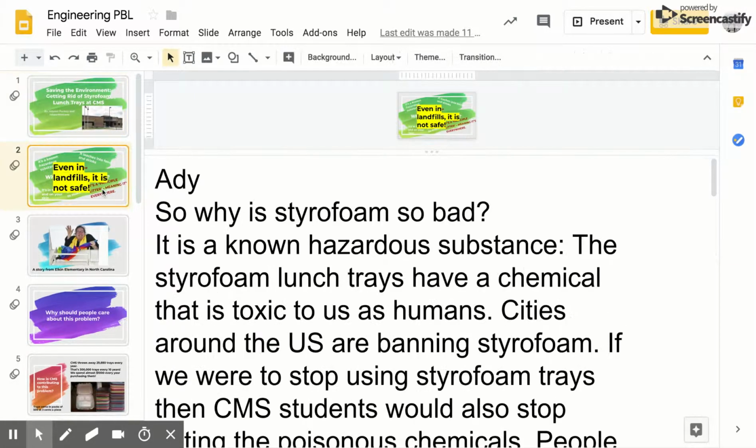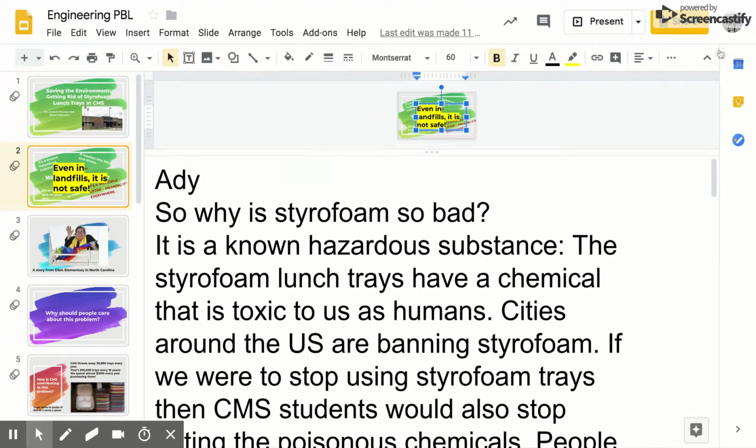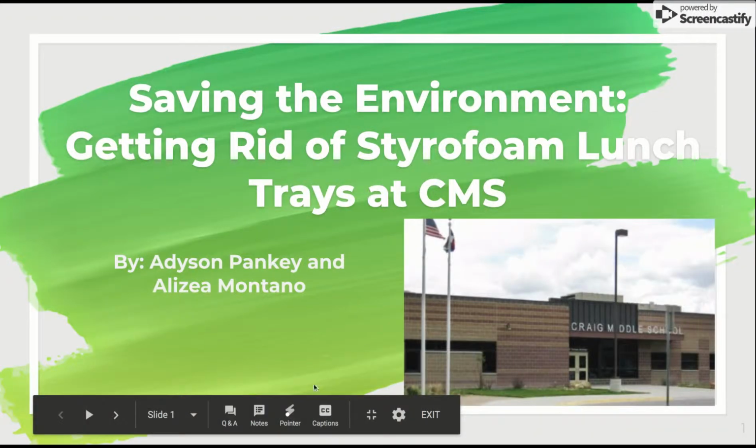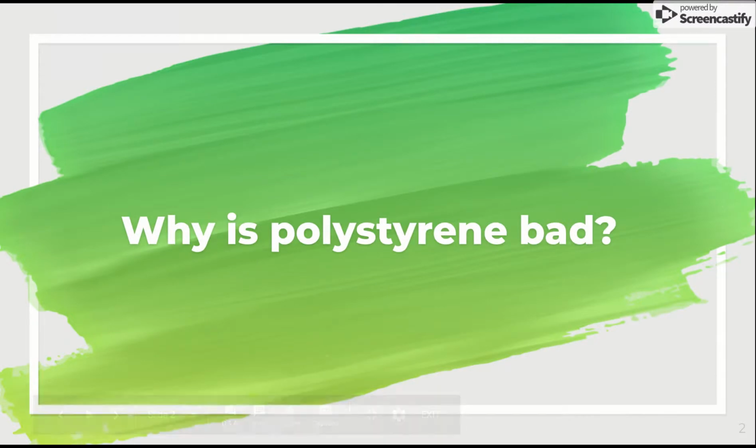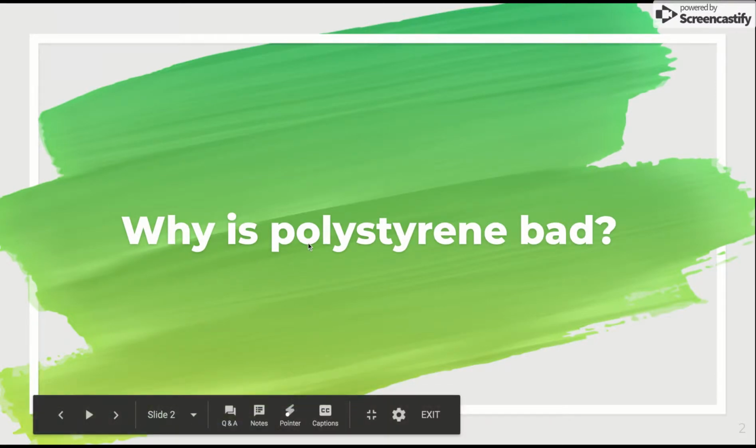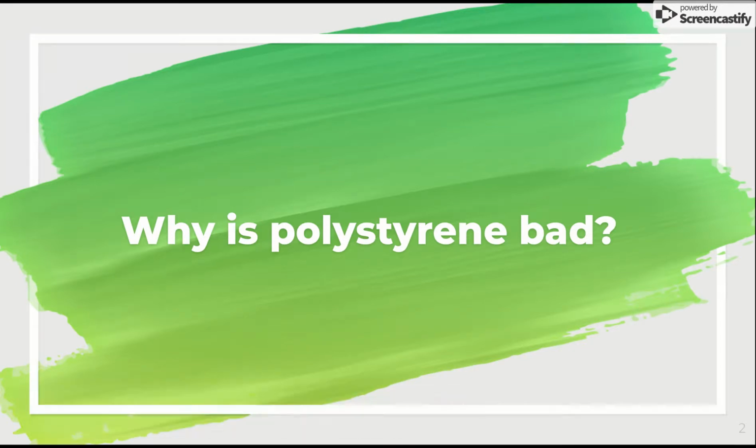So this part goes into why it's a problem. In this case, actually, I'm going to go ahead and present so that I can show you what this slide does. It's actually really neat. So on the second slide, it starts out with, why is polystyrene bad? Polystyrene is another word for styrofoam. And so their topic is styrofoam, the school's use of styrofoam lunch trays.